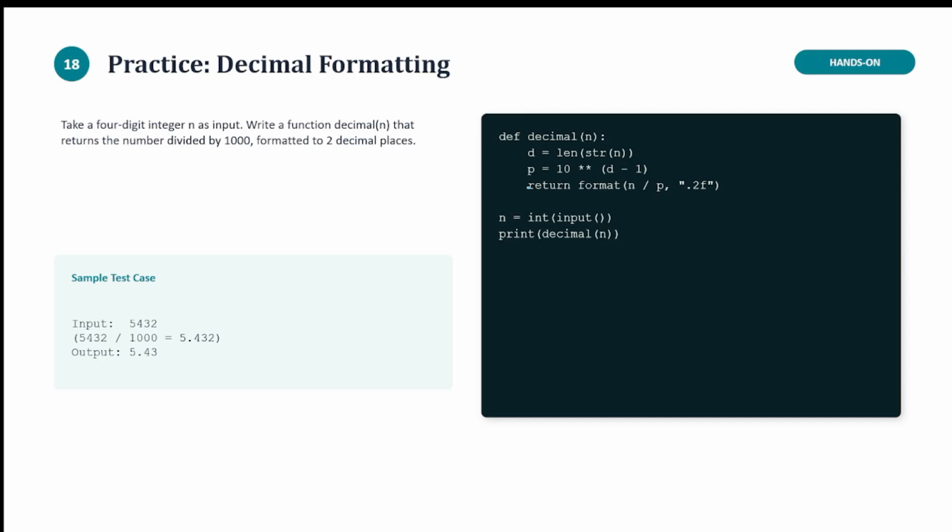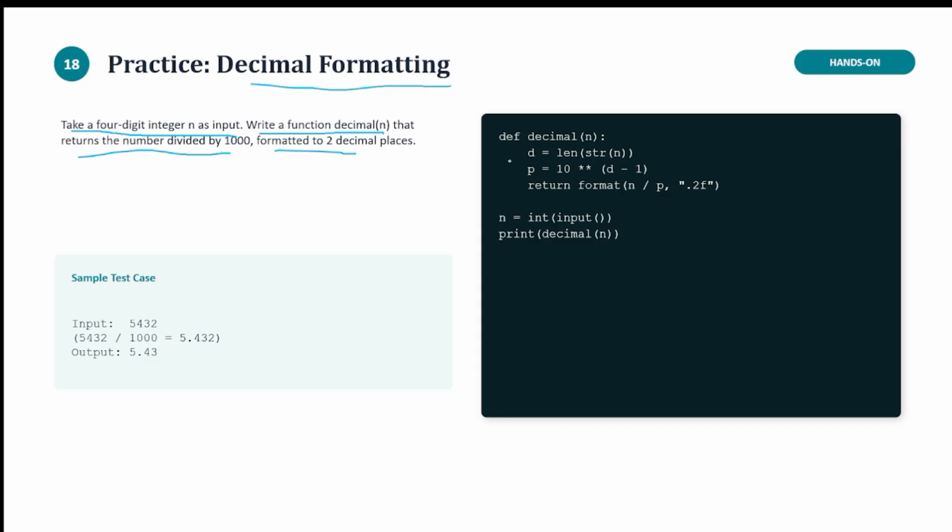Let's see another question, which is about decimal formatting. Okay, so now let's understand how we are going with decimal formatting. In this question, let's read the problem statement first. We are going to take a 4-digit integer n as input, and write a function decimal n that returns the number divided by 1000, formatted to two decimal places. We want to output two decimal places after performing all this operation.